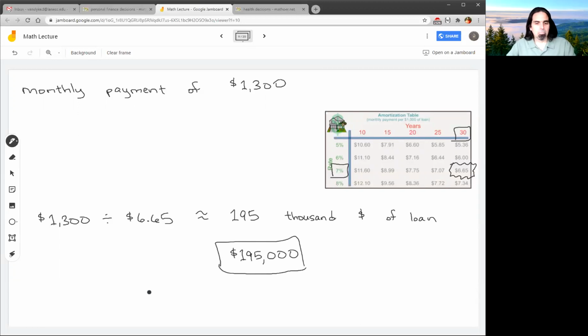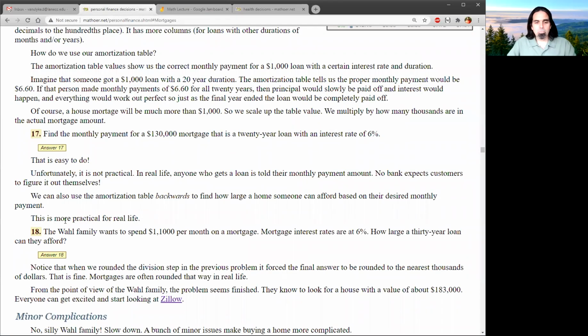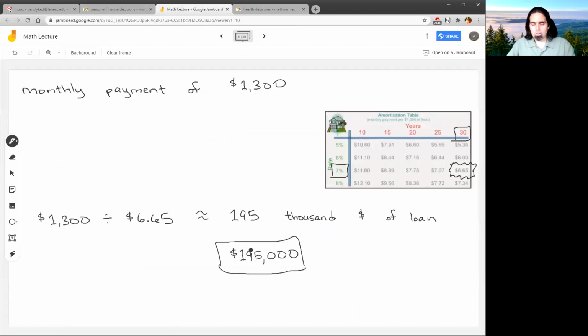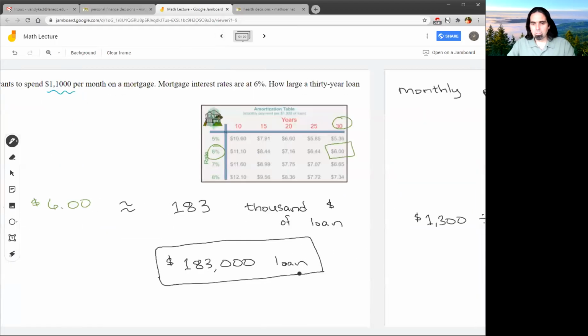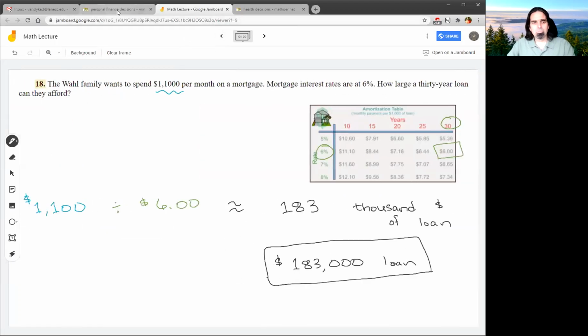Okay, thank you. You're welcome. Okay, we're making some progress. We now know two things. We know that they decided 1,100 per month would fit their budget based on their income. And we know that they can look for a loan of about 183,000.